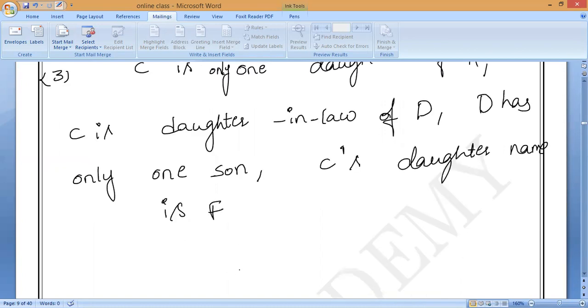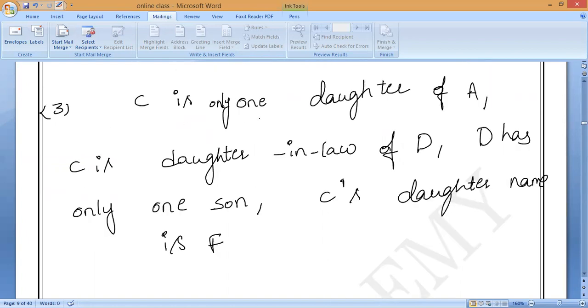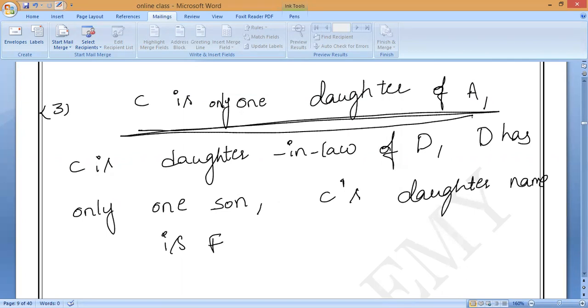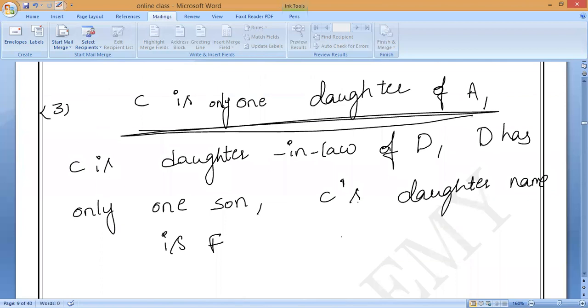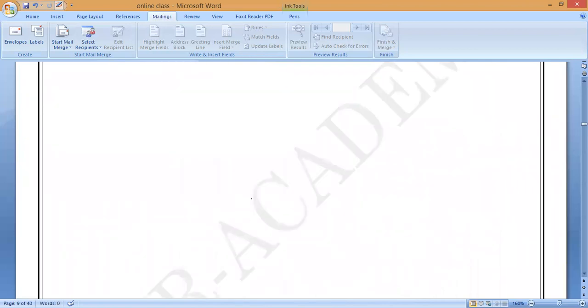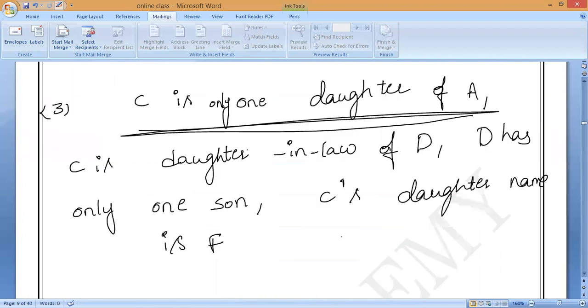First, draw the blood relation chain. C is only one daughter of A. How to draw? C, minus, vertical line, A, correct? What is the gender of A? We don't know. Either father or mother, correct? She is the only daughter.